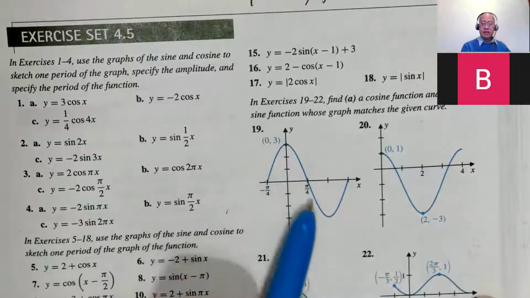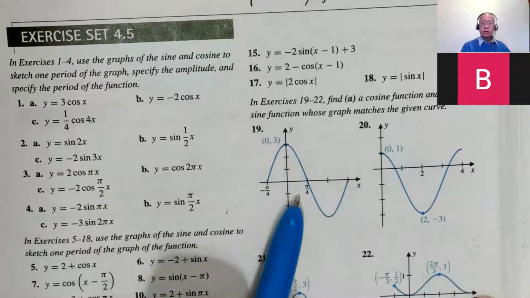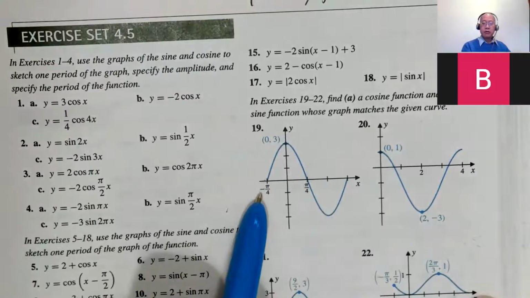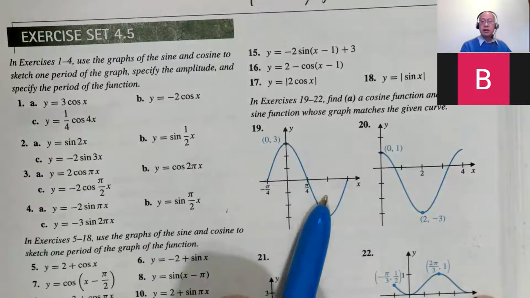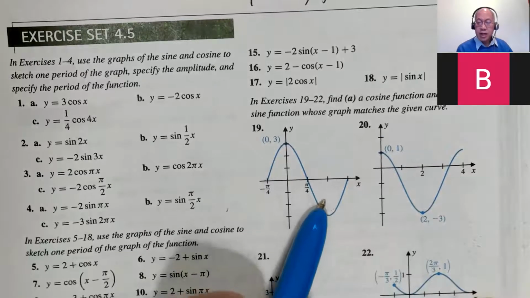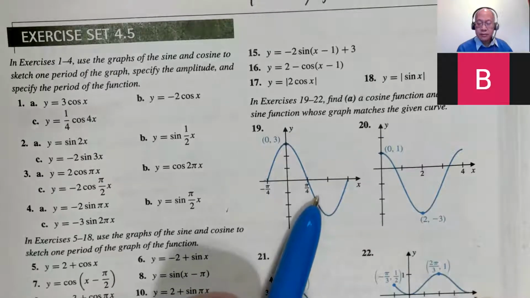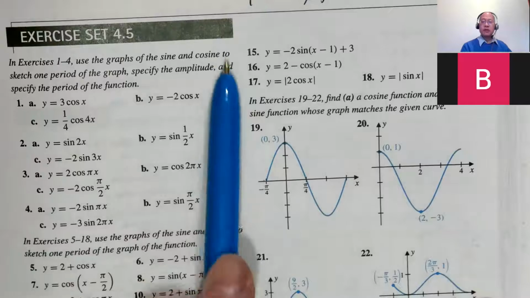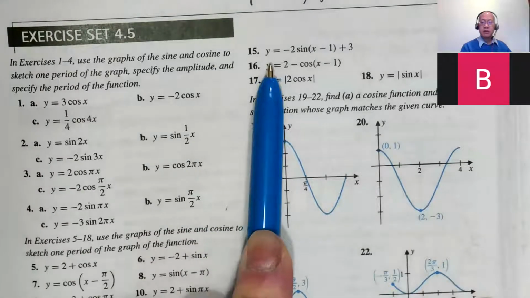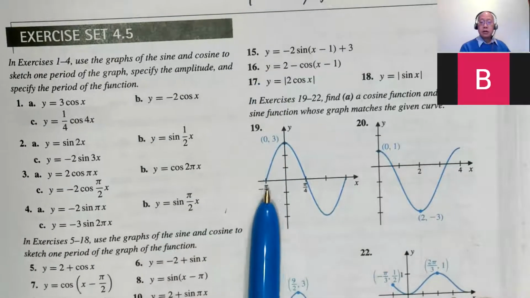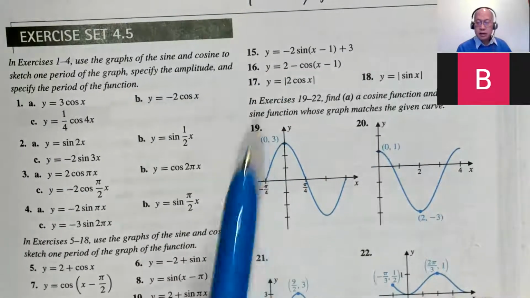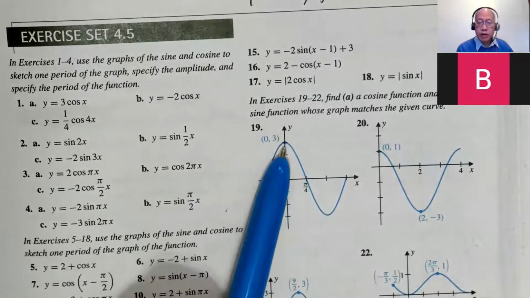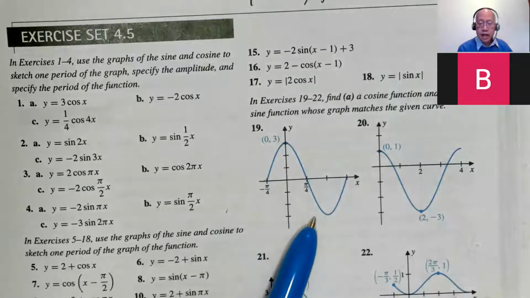So they give me this: 0, 3, negative pi over 4, 0, pi over 4, and so on. I can come up with a cosine graph and a sine graph. Let me start off with a cosine graph first. Well, the maximum is 3. The minimum is negative 3. So that tells me the amplitude is 3.